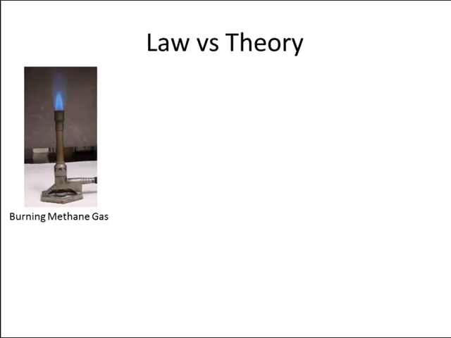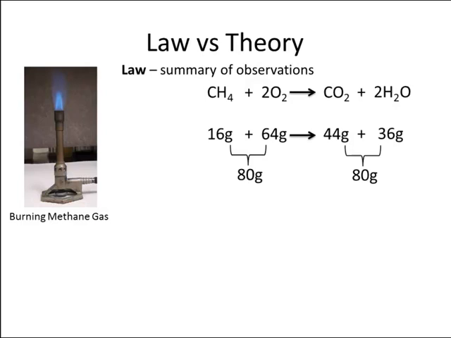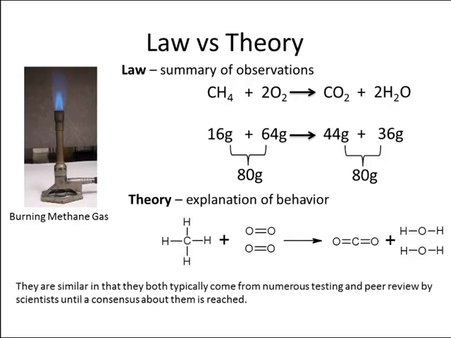All right, so let's look at this law versus theory again, just to kind of summarize them. All right, remember, a law is going to be a summary of observations. We start with 80 grams, we end with 80 grams. Law of conservation of mass. We get that by doing multiple experiments, seeing this same observation over and over again, and we create the summary of that observation. Theory then is going to be an explanation of behavior, basically stating that the atoms are rearranged in such a way to form new compounds.